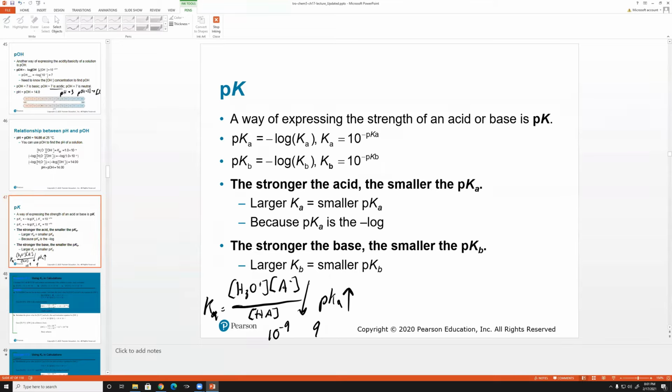It's good to be making these associations. If you have a weak acid, that means you have a stronger base than a strong acid has, of course. So the weaker the acid, the larger the pKa. And oppositely, the stronger the acid, meaning the more towards the products on the top, the larger the Ka and the smaller the pKa, which is right here, because pKa is negative log of Ka.